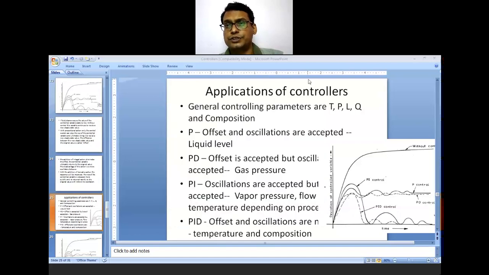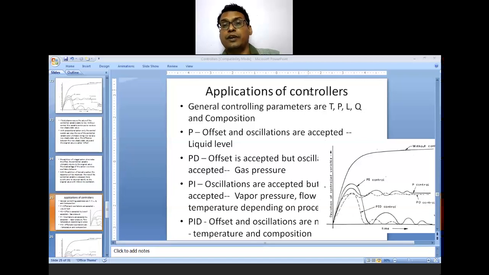Dear students, I welcome you for the understanding of applications of controller in process control. We have already discussed the four different types of controllers used in the chemical process industries, that is the proportional, proportional derivative controller, proportional integral controller and proportional derivative and integral controller.